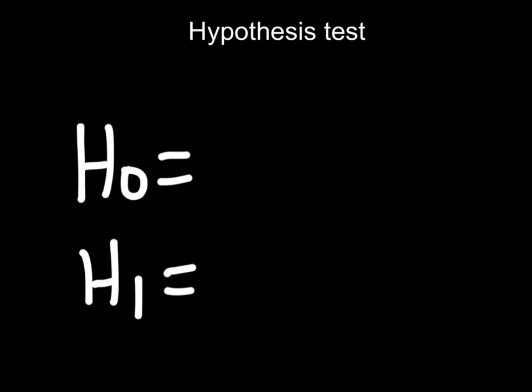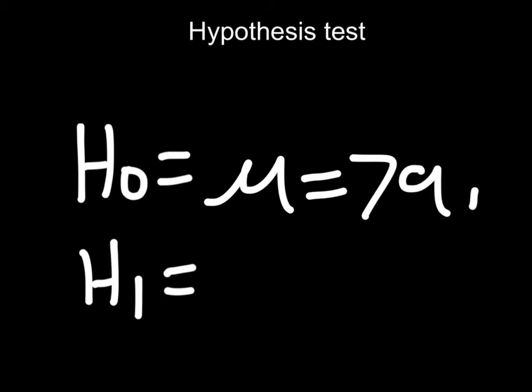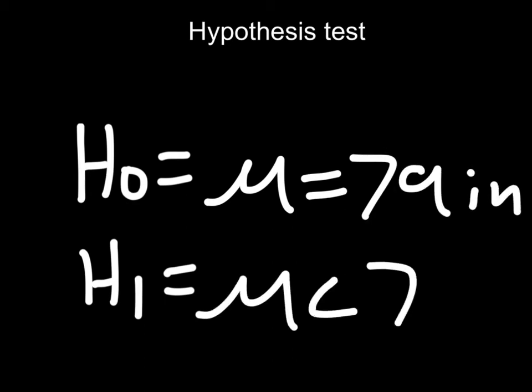First off, you're going to do your hypothesis test, and H naught is going to be mu equals 79 inches. Then H1 is going to be mu is less than 79 inches.